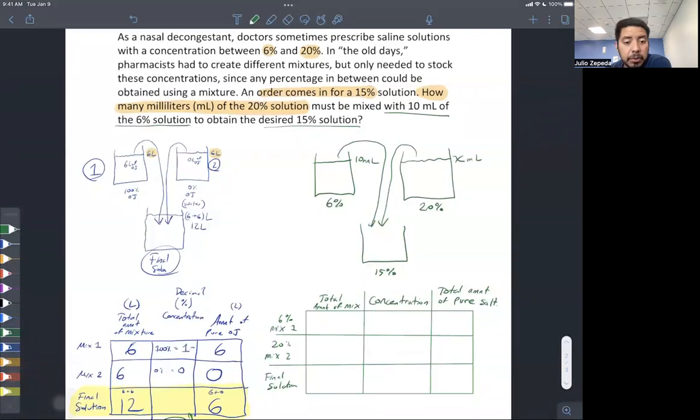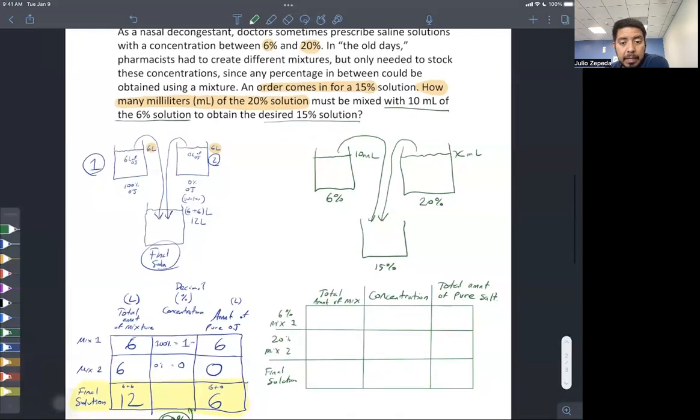Okay, so let's go ahead and fill in the table. The concentration is the easiest one to fill in, because 6% as a decimal is 0.06, 20% is 0.20, and then the final solution, 0.15. Let's see here. Which other quantity do we know?